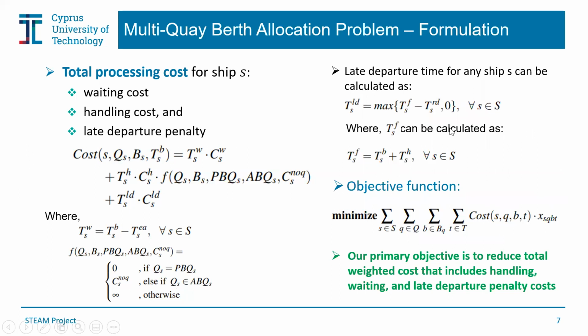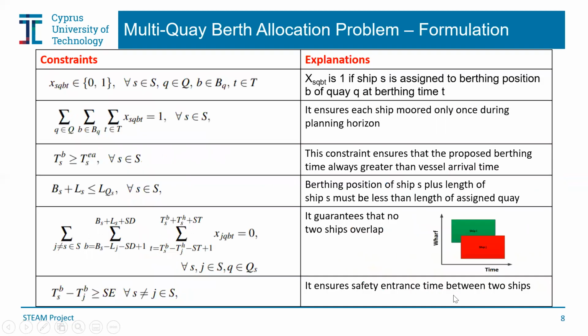The late departure time for any ship is calculated as the difference between finishing time and requested departure time, where finishing time is equal to berthing time of ship S plus total handling time of ship S. The objective function is to minimize total handling cost, which is total weighted cost that includes handling, waiting, and late departure penalty cost. Here are some constraints related to our formulation.